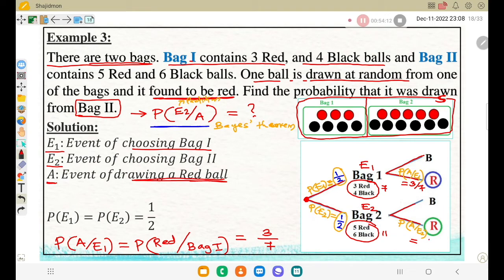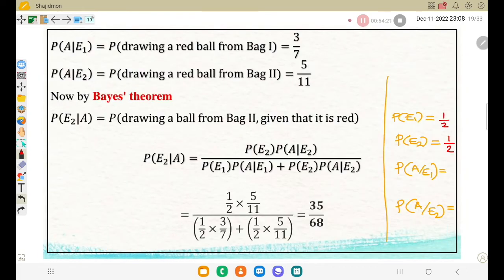How many red balls are there in bag number 2? 5, divided by how many total balls? 11. Correct? Now we can apply that number here. Probability of E2 multiplied by probability of A given E2, this rule we can use. So A given E1 is 3 by 7 and A given E2 is 5 divided by 11.